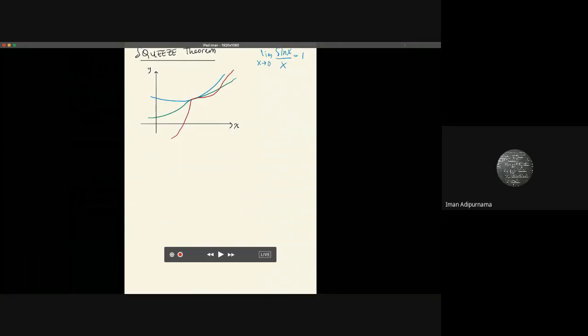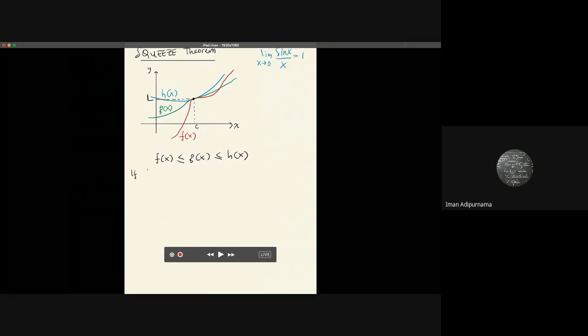Let's say the blue is h of x, the green is g of x, the red is f of x. From this graph, at a certain point in the middle, we can see that f is less than or equal to g, and g is less than or equal to h. Let's say this is some point C, and it is approaching some number L here.